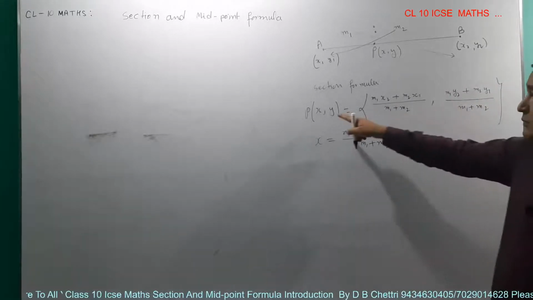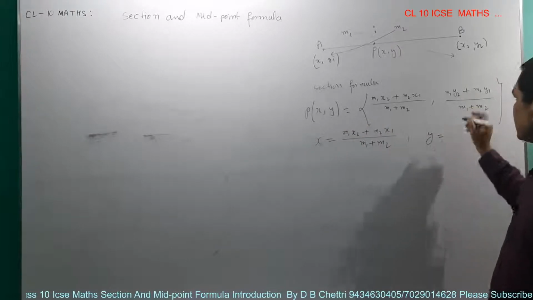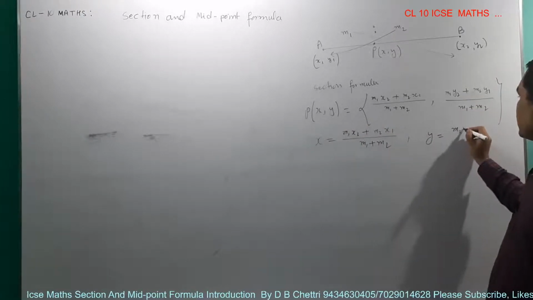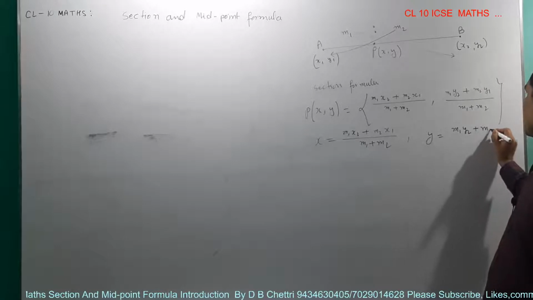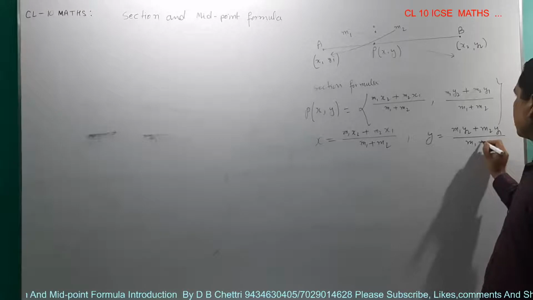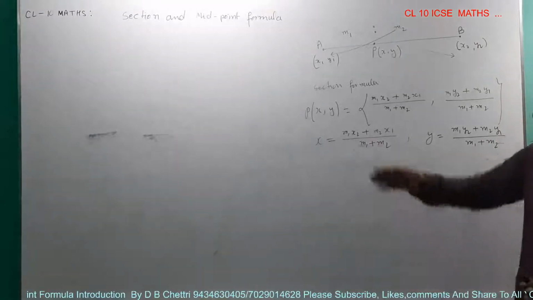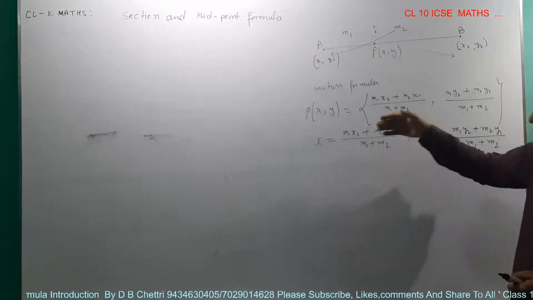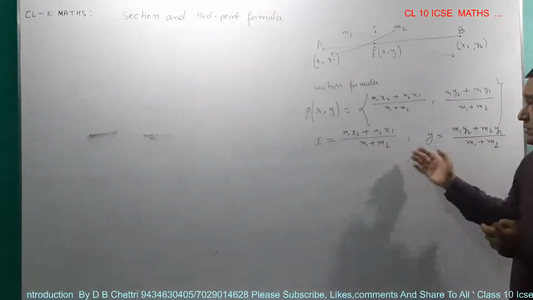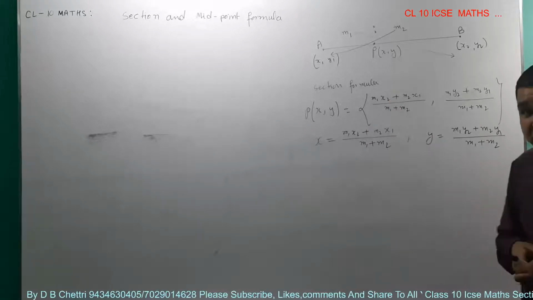And the second formula is for y, so you can get y also separately. That is m1 y2 plus m2 y1 divided by m1 plus m2. Okay, if you want to find the values of x and y together, you can find them. If you want to find them separately, you can find them separately using the formula. And this formula is called the section formula.